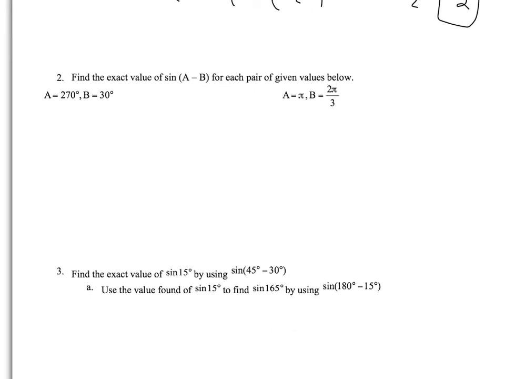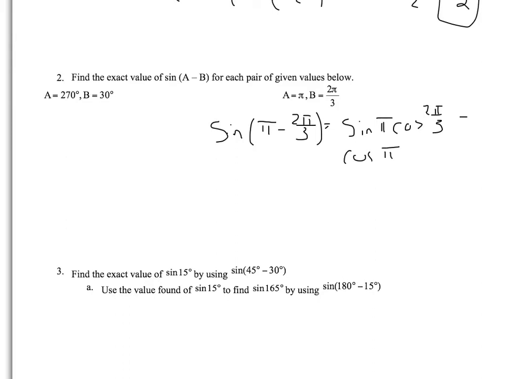And to practice a radian one, just like yesterday, let's do the second one for sine A minus B. Anywhere I see an A, I'm going to replace it with a pi. Anywhere I see a B, I'm going to replace it with 2 pi over 3. Looking at my difference identity this time, it's going to be sine pi cos 2 pi over 3 minus cos pi sine 2 pi over 3.